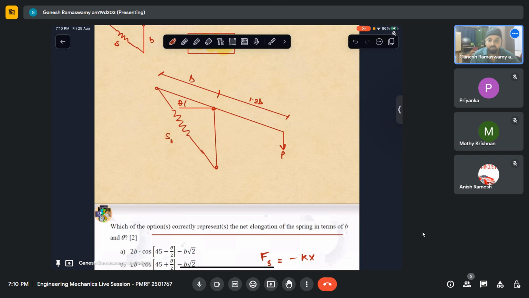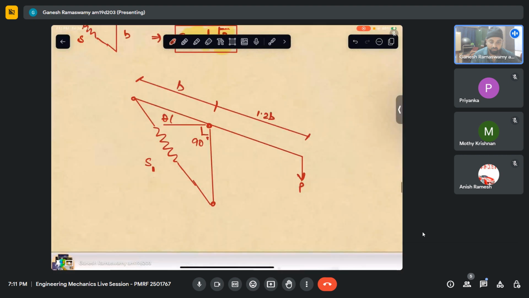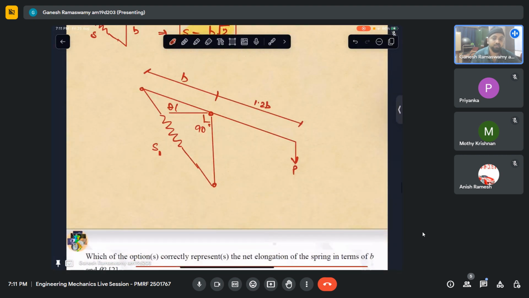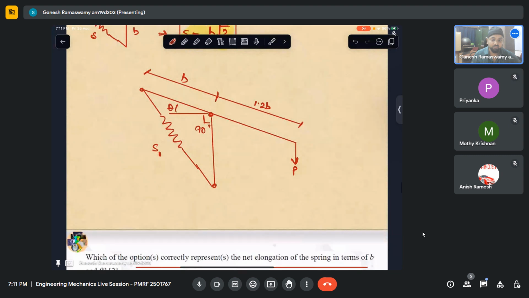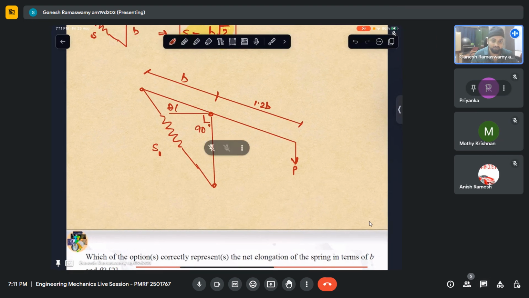Now I can see this is 90 degrees. Screen is not getting updated. Are you able to see it now? Is it still not getting updated? Okay, because it is important. Thanks, Mr. Anish, for pointing this out. In case it is not getting updated, please let me know so that I hope you are able to see it now.